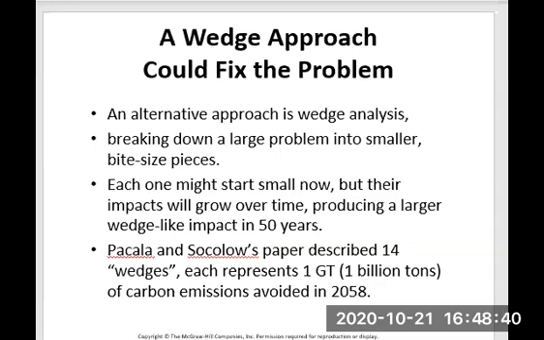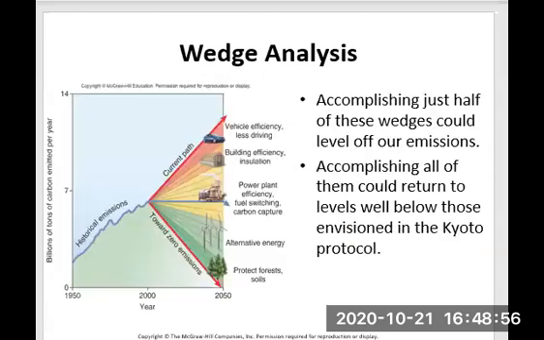None of the 14 wedge options is going to please everybody, and some will be more popular than others, but the potential benefits of the entire portfolio are large enough that not every option must be used. A wedge approach could use multiple strategies to reduce or stabilize carbon emissions rapidly and relatively cheaply. Even if just half of these wedges could level off our emissions, accomplishing all of them could return us to levels well below those in the Kyoto Protocol.